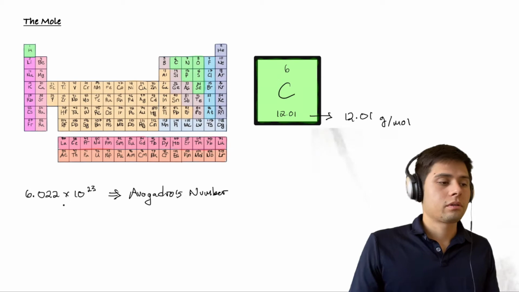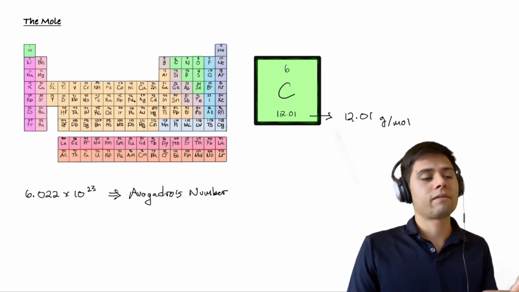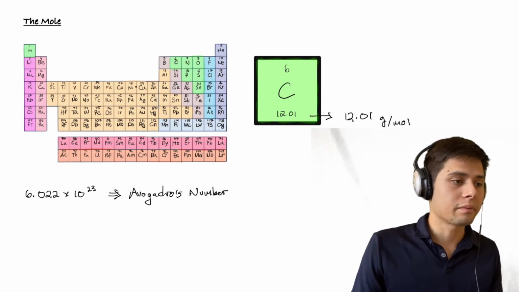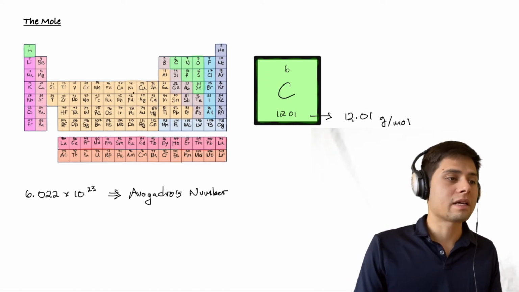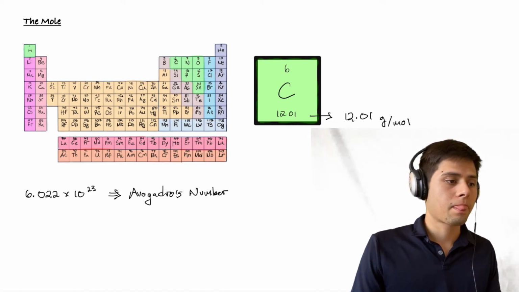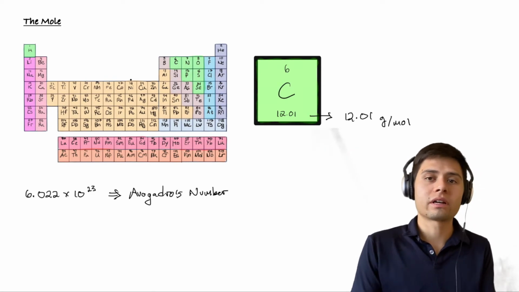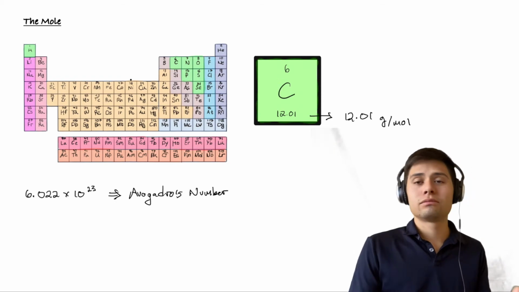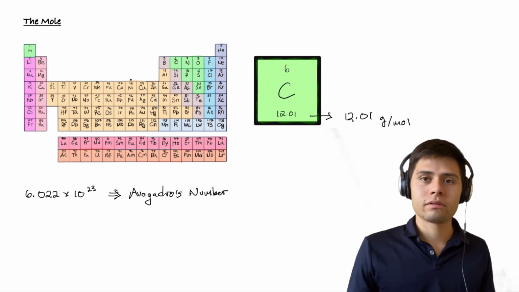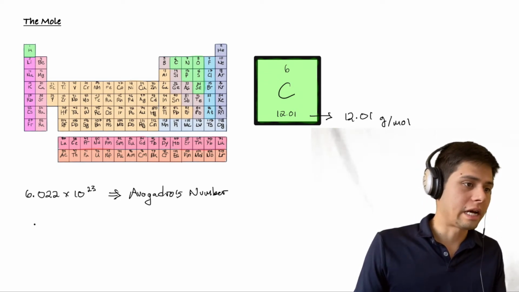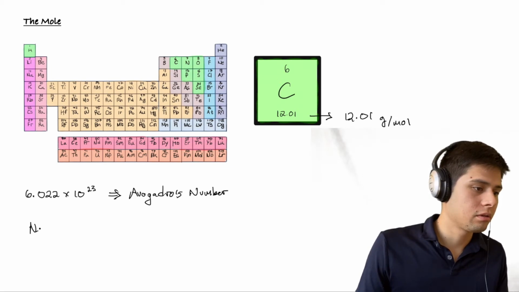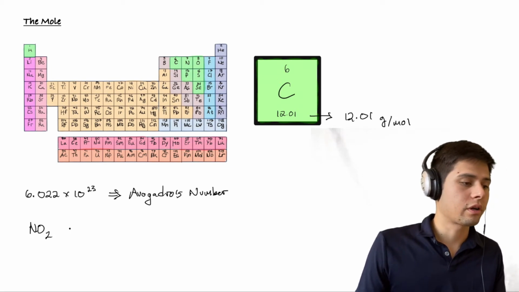Now we can do this for nickel. All we'd have to do is figure out what the molar mass is for nickel, and then that would tell us how much 1 mole of nickel weighs. That's really the basic understanding of the mole. So imagine now I have nitrogen dioxide, NO2.